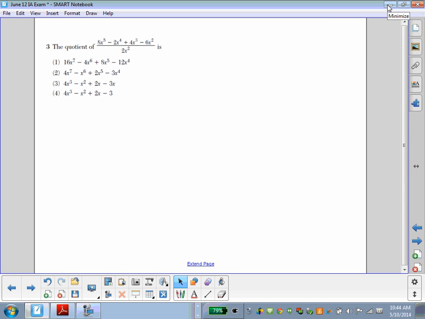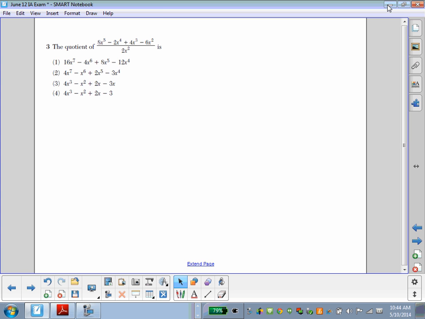Okay, this is problem number 3 from the June 12 exam. The problem reads: the quotient of 8x to the 5th minus 2x to the 4th plus 4x to the 3rd minus 6x squared, all divided by 2x squared, is 16x to the 7th minus 4x to the 6th plus 8x to the 5th minus 12x to the 4th.